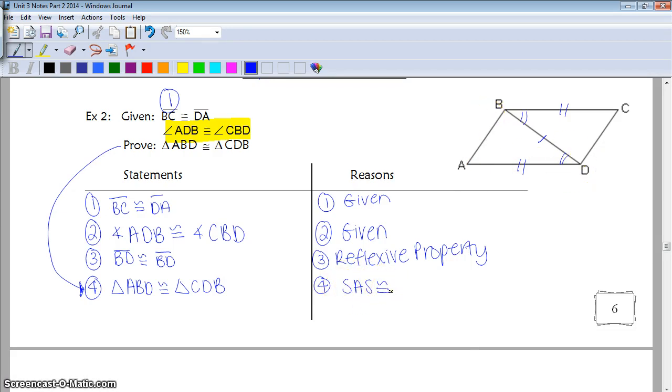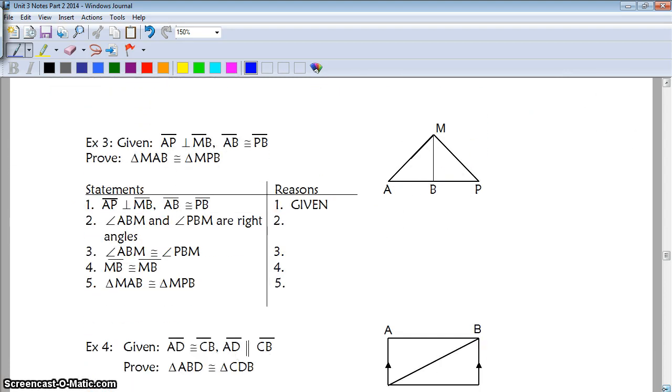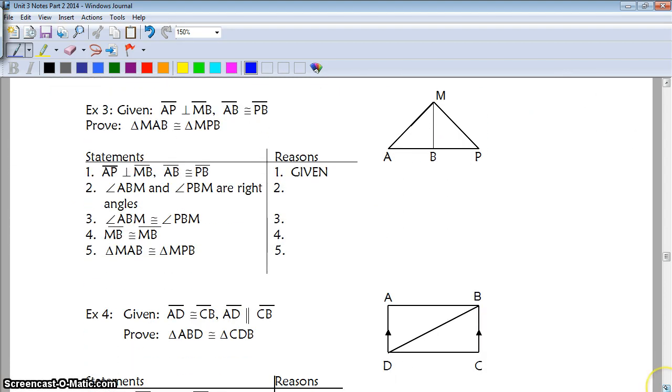Now notice, your givens are always written first. Your proof is always the last statement. So you should always be able to know what you're proving because it's given to you in the beginning of the problem. All right, go ahead and flip the page over here. And here's an example of how you'll see a lot of proofs. Some information is already given to you, and then you just have to fill in the rest.